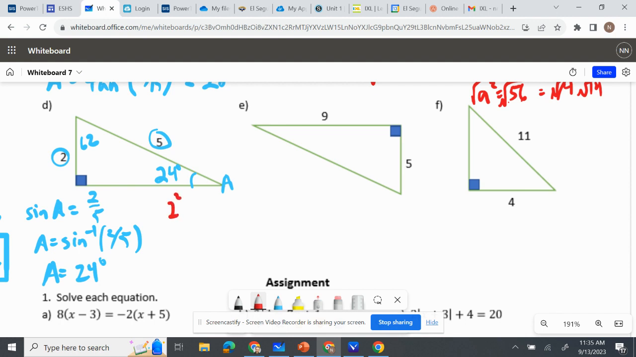And then I'm going to find the missing side. So 2 squared plus b squared equals 5 squared. That would be 4 plus b squared equals 25. I subtract the 4 and I get b squared equals 21. When I take the square root, what I would have is b is equal to the square root of 21, or we could write it as a decimal. And that right there would be 4.58.